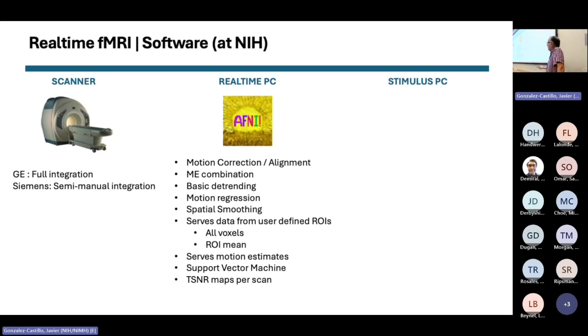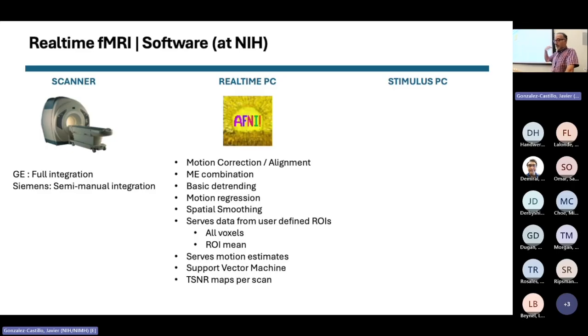It can do spatial smoothing. It will give you not only the data in a given ROI, whether it's the average of all the voxels in the ROI or every single voxel. In the study where I was showing you the piloting data about the delay, that's what we do. We give it a whole gray matter mask, and what it serves is the time series in each of the voxels. It can also give you the motion estimates, so you can use them either way. There are people who feed them to the subjects to make them aware of how much they're moving, as a way of training, or you can use them as part of censoring. It also contains a support vector machine, although I think it's a bit outdated, for pattern matching. And it can give you, at the end of each scan, the TSNR maps.